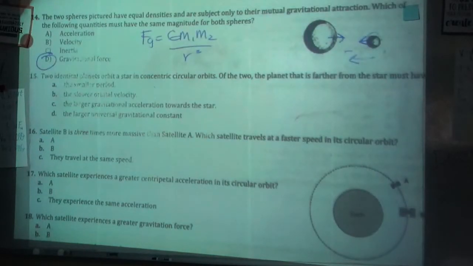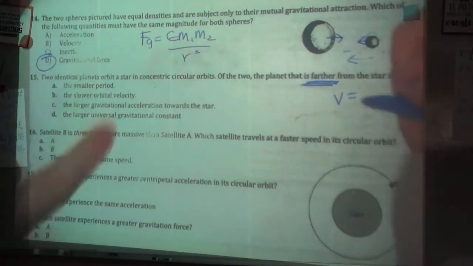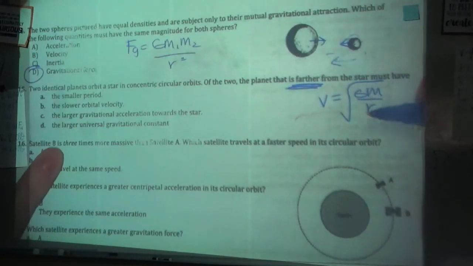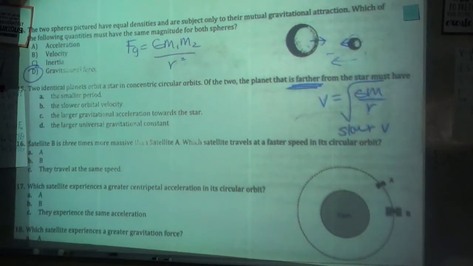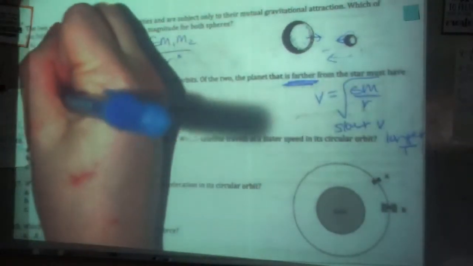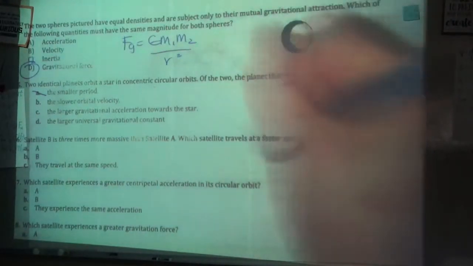Two identical planets orbit a star in concentric circular orbits. The planet that is farther away, and it's talking about speed and velocities, so your velocity is like this. If this is greater, then dividing by a bigger number gives you a slower velocity, slower v. And if it's going slower, that would mean a longer period. So we can cross off shorter period. That's not true. It would take longer because it's going slower and it has a greater distance.